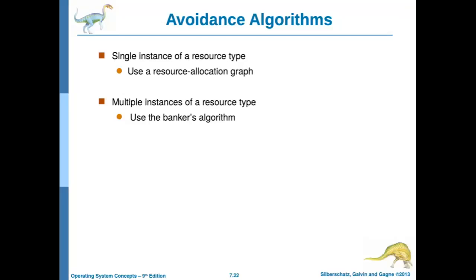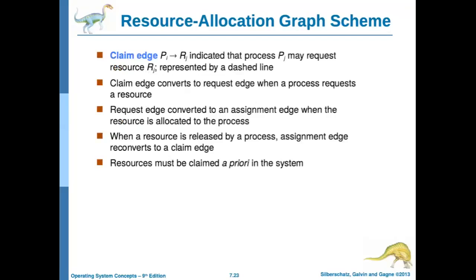So resource allocation graph is sufficient if for all resource types there is a single instance. So only one resource of that type. Okay. Whereas whenever we have multiple instances of a resource type, then we need to go with Banker's algorithm. Okay, so we will go with the Banker's algorithm whenever we have multiple instances. Now the first part is the resource allocation graph scheme.